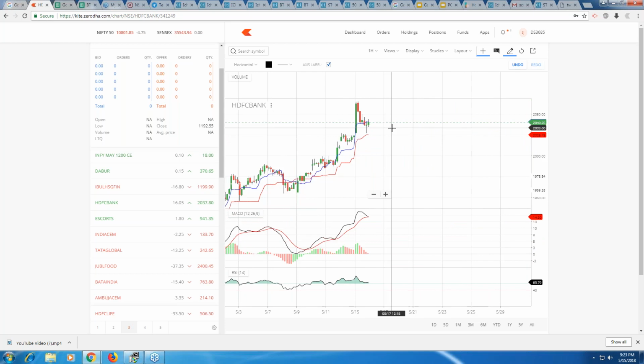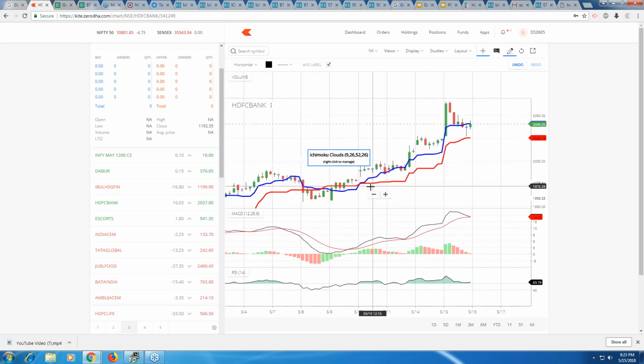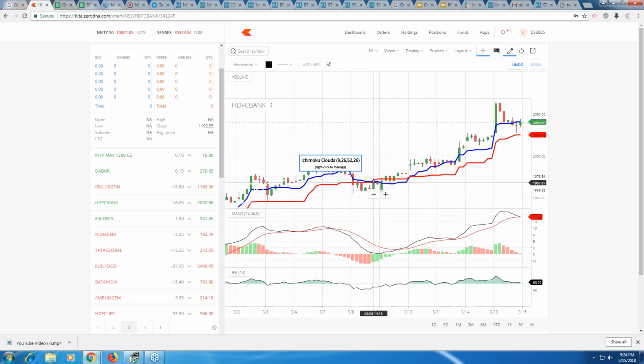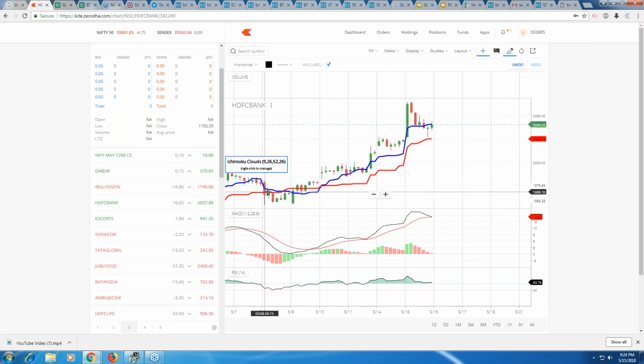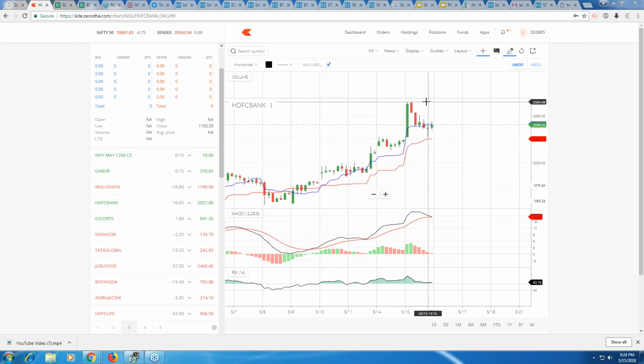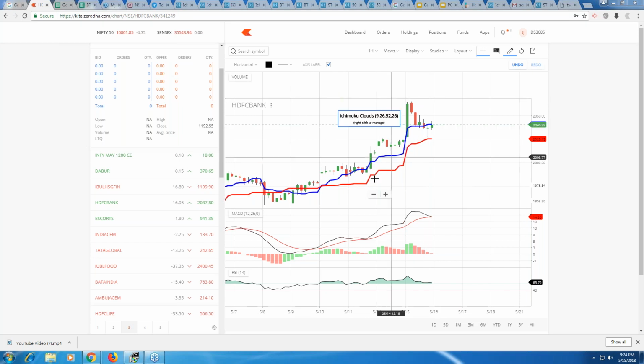So here, see, a beautiful entry at this point, right? At this place. See, the blue line is crossing the red line from bottom up, right? At this point, we have an entry. 1975, and see where it has taken you. 2064 is where you are right now, right?